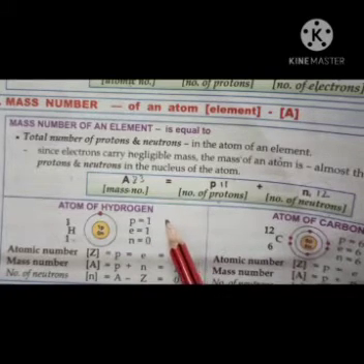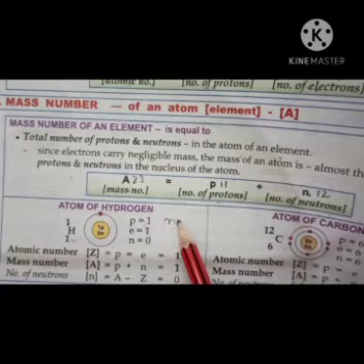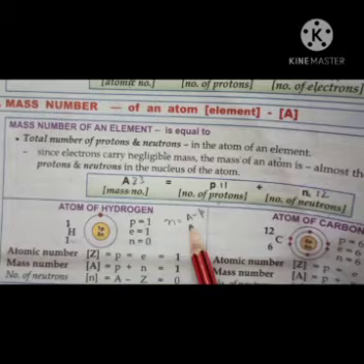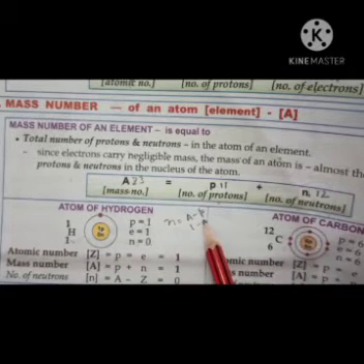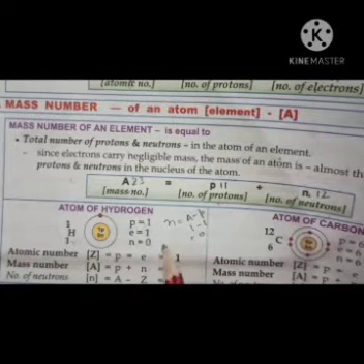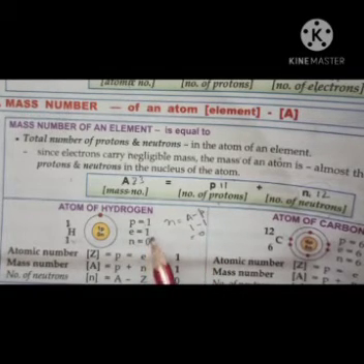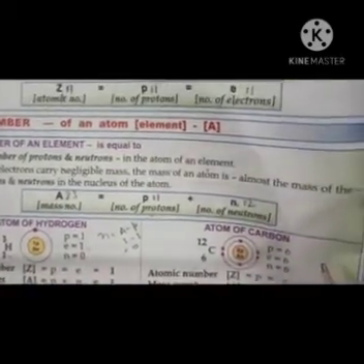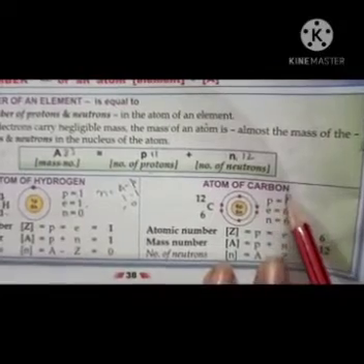0. Why? Because how will you find out the number of neutrons? It is equal to A minus P. And what is A? That is your mass number. Mass number is 1 and number of protons is also 1. So 1 minus 1 is 0. Right? That's why the number of neutrons in hydrogen is 0. Understood? Now in the same way, look here, atom of carbon.